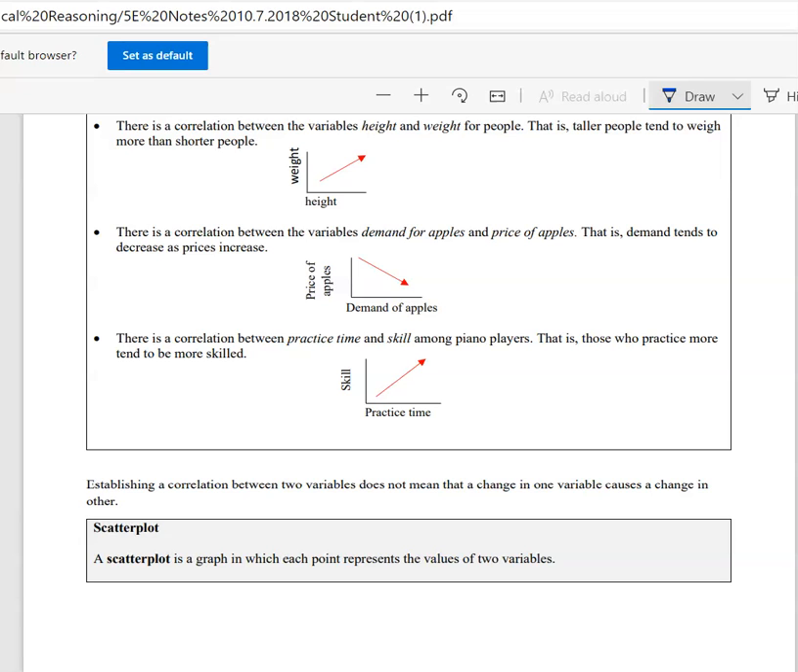There is a correlation between practice time and skill among piano players. So if we look at skill and practice time, it should be that the more you practice, the better you are at playing the piano. Establishing a correlation between variables does not mean that a change in one variable causes a change in the other.